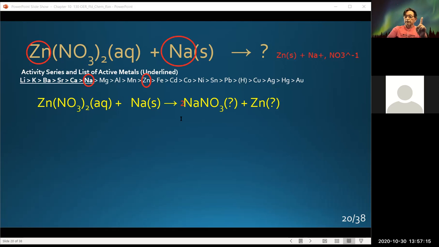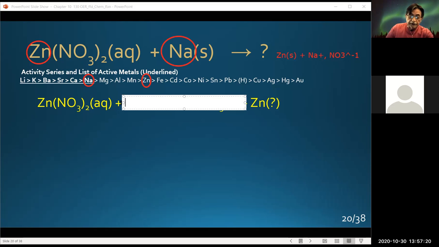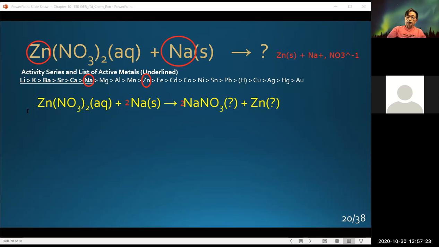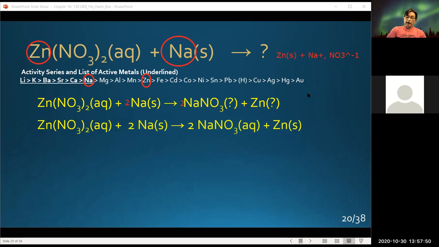But it kicked up my sodium. All right, no problem. All you got to do is put a 2 in front of sodium metal and then go back and check. I got 1 zinc as a reactant, 1 zinc as a product. I got 2 nitrates as a reactant and 2 nitrates in the form of sodium nitrate. So that's balanced. I got 2 sodiums and 2 sodiums on both sides. So by following the polyatomic ions, I'm able to balance this. And so now I have a balanced chemical equation.